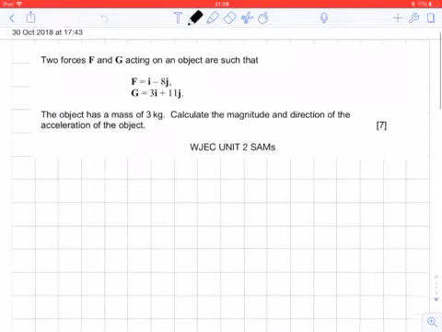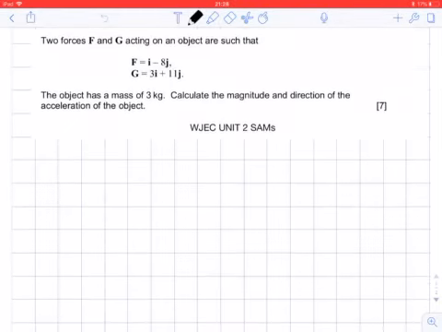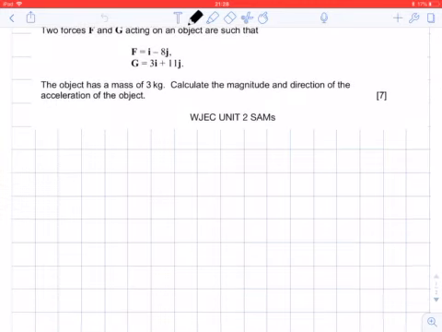So in this video we're just going to look at the Unit 2 SAMS question. Here we have two forces F and G acting on an object such that F is i minus 8j, G is 3i plus 11j, and the object has a mass of 3 kilograms. Calculate the magnitude and direction of the acceleration of the object.